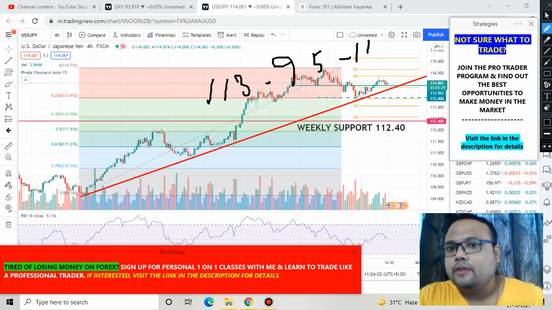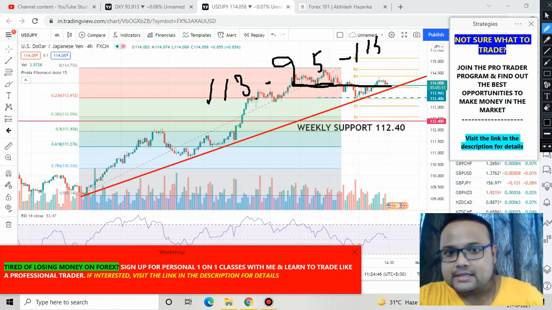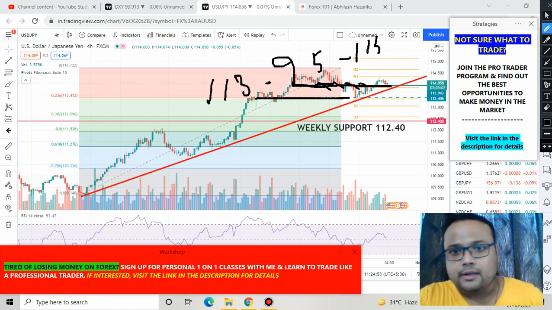113.95 to 114 level. Previously this level was the kind of support here. Okay, and again market is trying to take support here. This is not a very good support, like this level or the trend line, but still market is trying to take a support here. If you want to avoid this line, you can avoid the line totally.